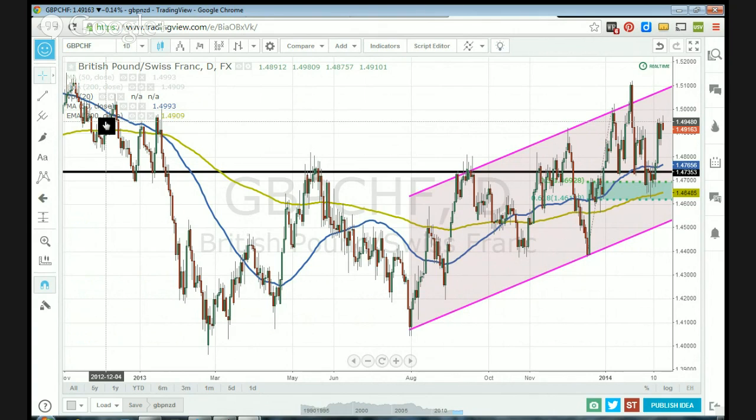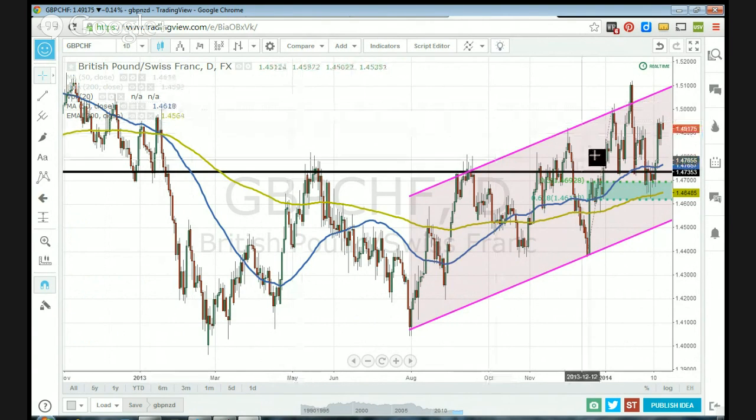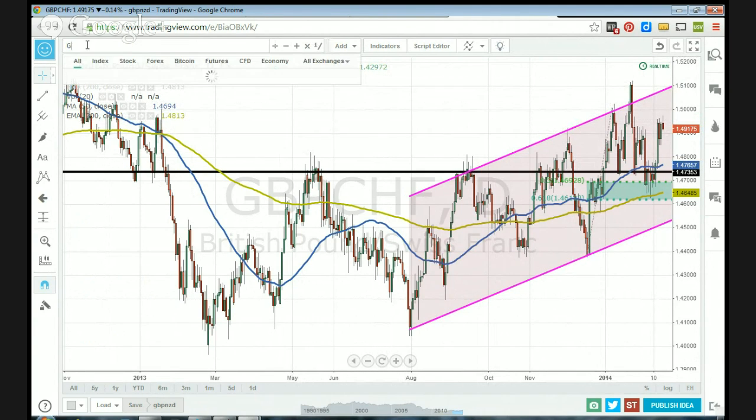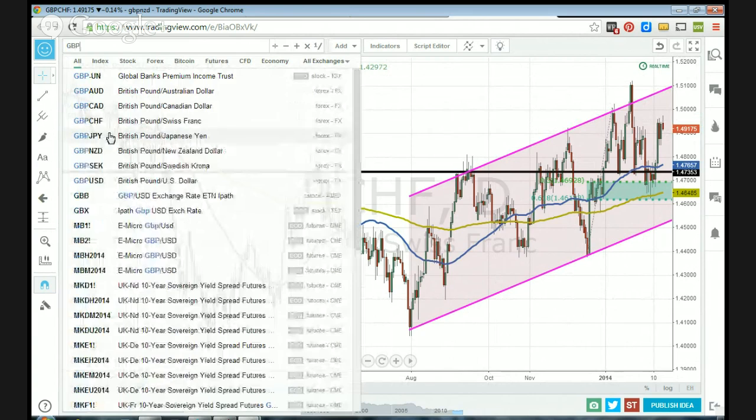Pound Swiss, okay, so still hovering in this range, in this channel. If it can go to an extreme, top or bottom, I may do something, otherwise I will continue to pass.